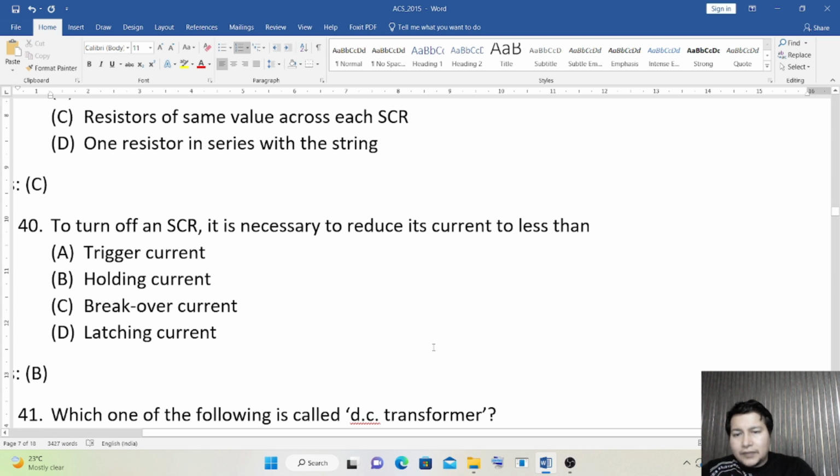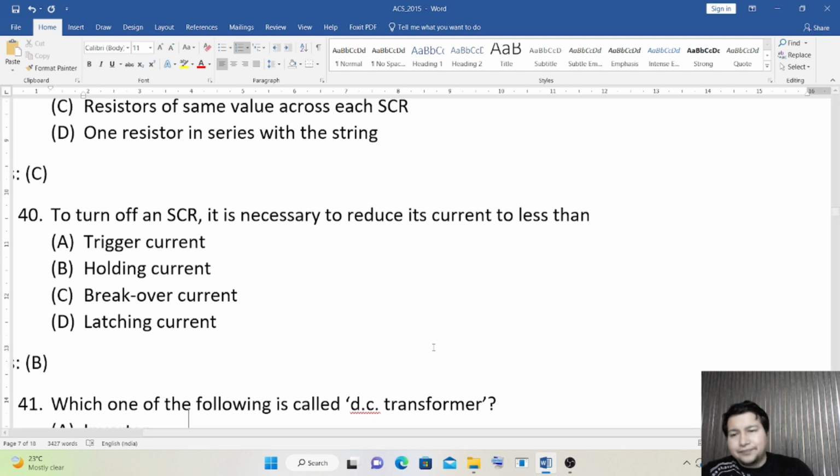There are two questions on SCR. To turn off an SCR, it is necessary to reduce its current to less than trigger current, holding current, break over current, latching current. Correct option is holding current. Latching current or holding current, this question is often seen.